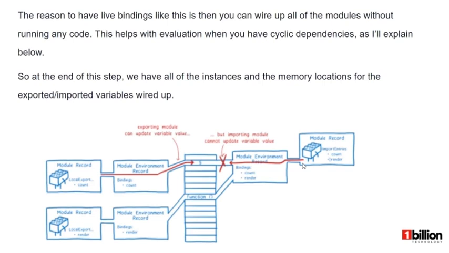The reason to have live bindings like this is that when you wire up all the modules without running any code, this will help the evaluation when you have a cyclic dependency, as I'll explain below. So at the end of this step, we have all of the instances and memory locations for each import and export wired up. Over here, you'll be able to see that it won't update the module once this is set up. So it'll export, and once the exported values change correctly, only then will it get updated.